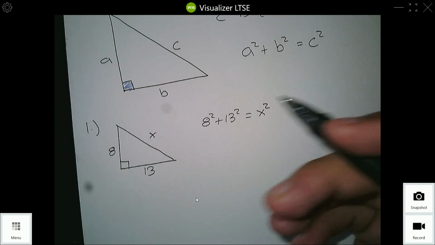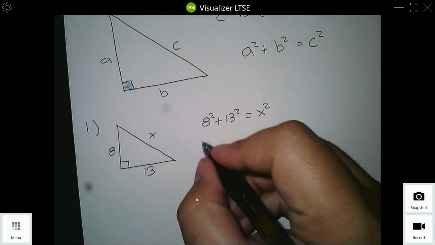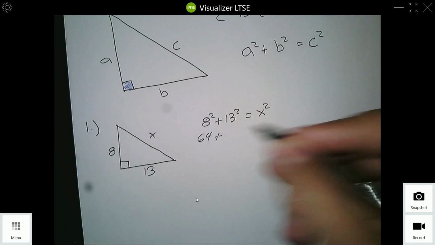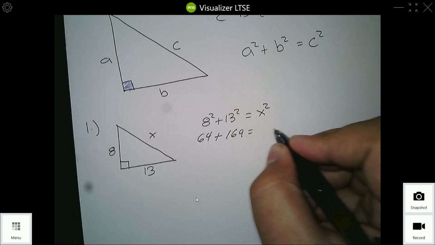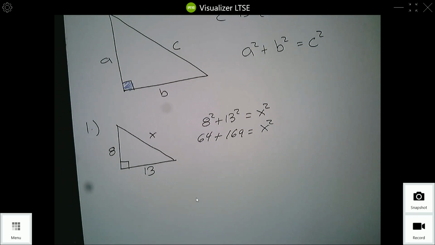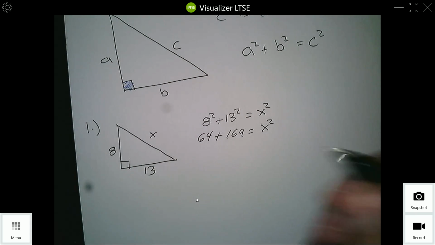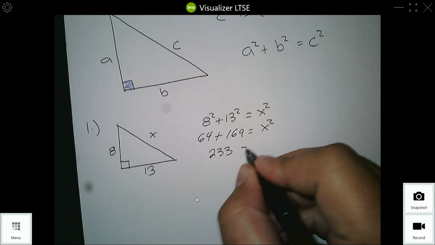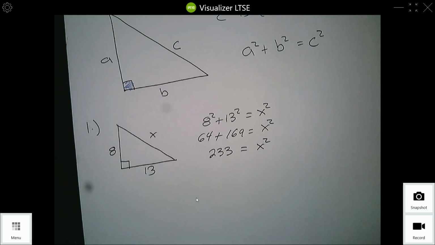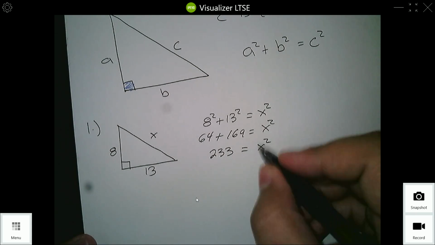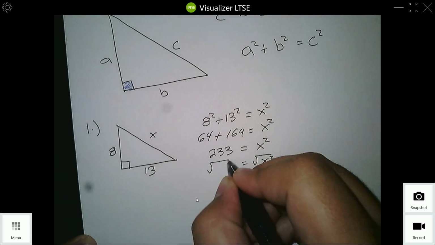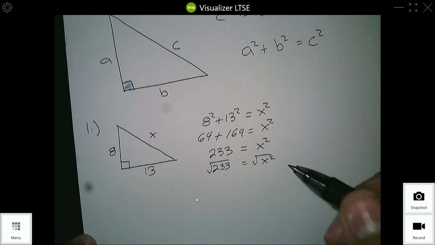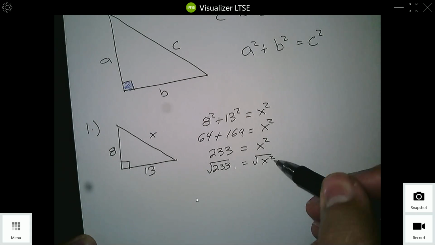Using our calculators, we put in 8 squared, and we end up getting 64. Plus 13 squared, we get 169, and that's still equal to x squared. Now, add those two numbers up, we get 233 is equal to x squared. Now we want to solve for x. In order to do that, we have to get rid of this x squared, so we take the square root of both sides. This will allow us to solve for a single x value.